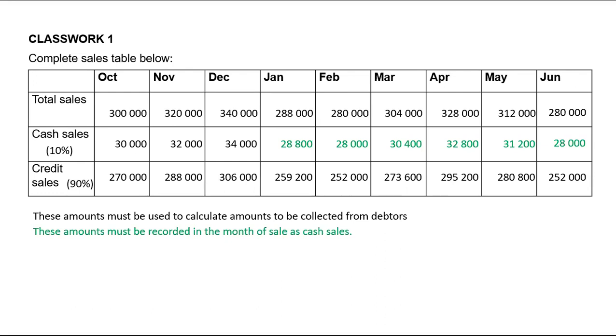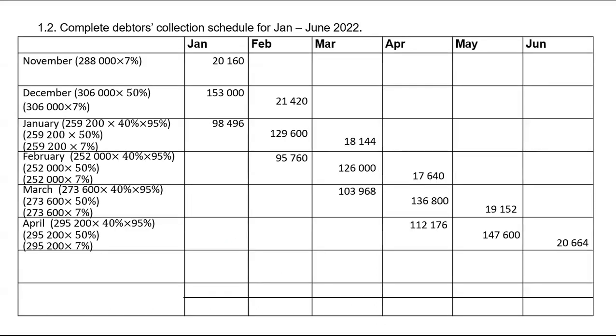For May, we have 280,800. You'll take that 280,800, multiply by 40, multiply by 95, and it'll be collected in May. 50% of that will be collected in June, and 7% will be collected in July. But July is not within our budget period, so I will not put that in my debtors collection schedule.